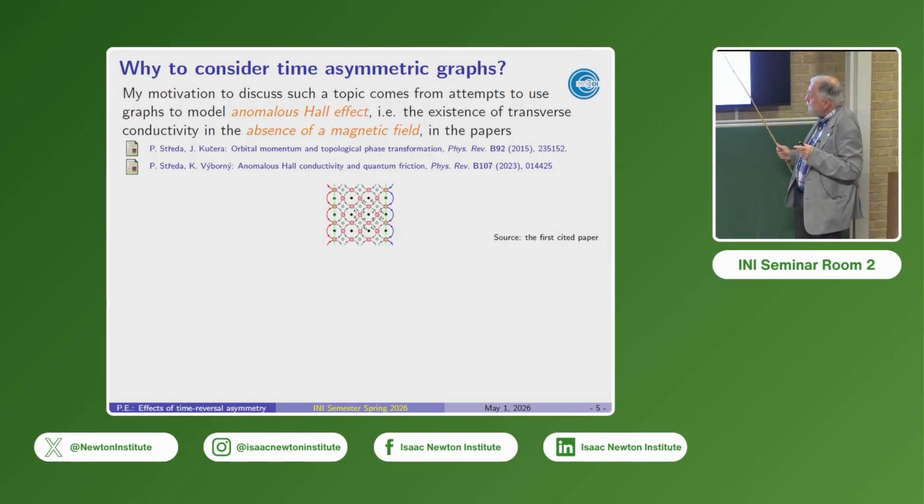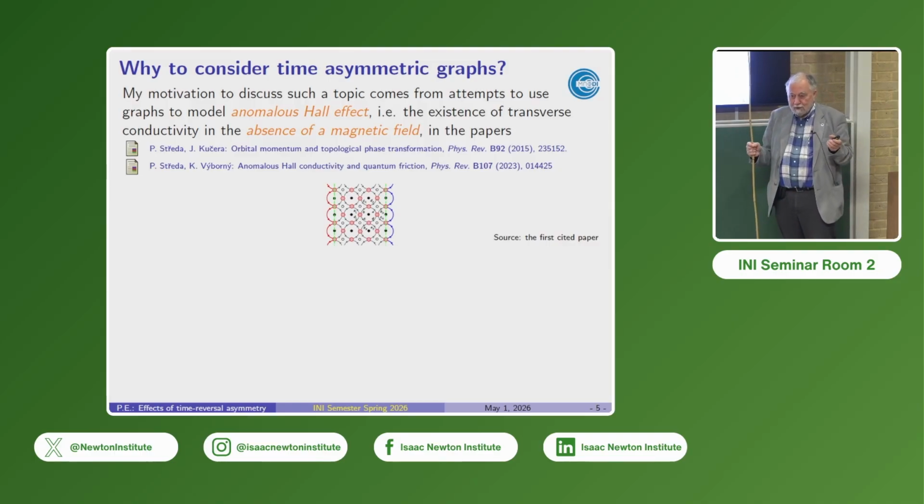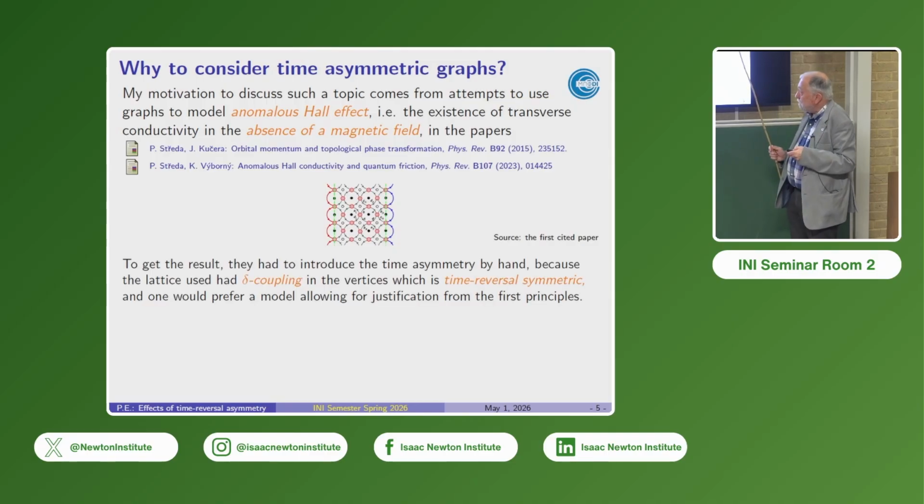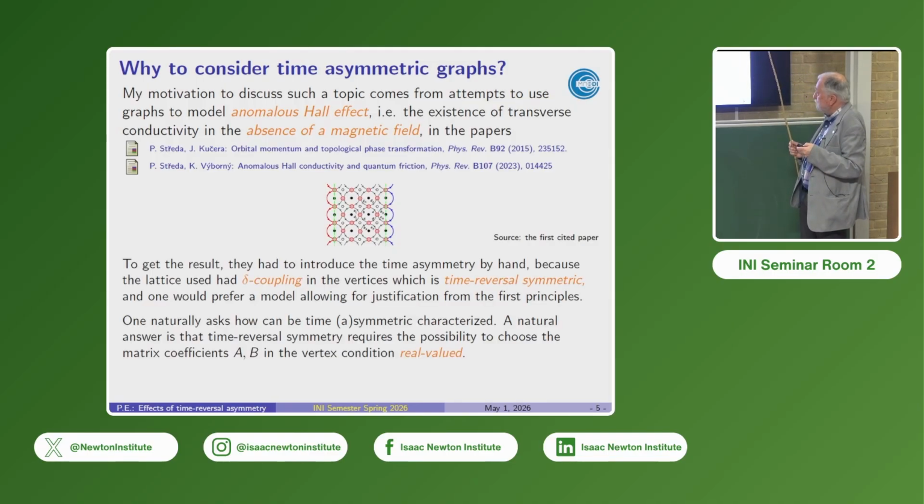And there was a model in which they use a graph, such as a lattice, in order to compute the conductivity. But the model has a flaw. Because they used the delta coupling, and in order to get a non-trivial result, they had to impose the preferred orientation of the loops, which is something you cannot justify from first principles. You cannot tell the electron on a line to go left or go right, but you can violate the invariance in the vertex. So that's why we got interested in this and started studying vertex coupling of that type.